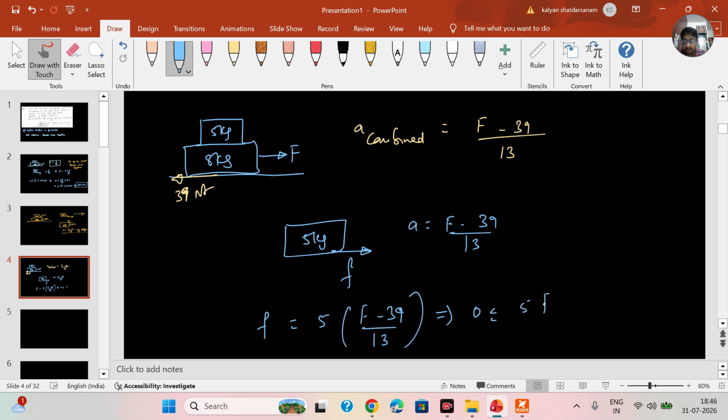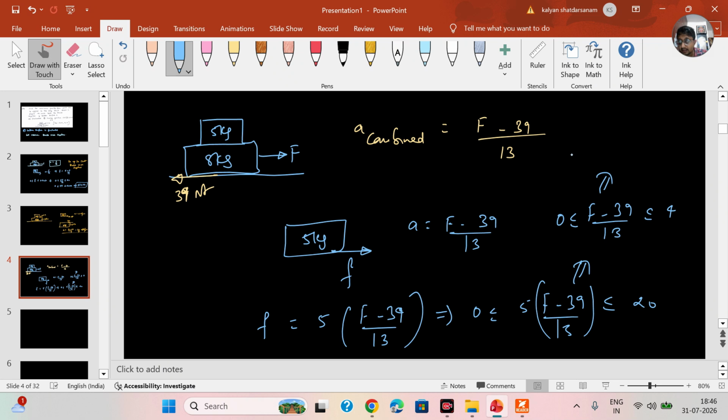So 0 less than 5 into F minus 39 by 13 less than mu here is 0.4 and n is 50. So it is 20. So from here I get 0 less than F minus 39 by 13 less than or equal to 4. I divided with 5. From here I get 0 less than F minus 39 less than or equal to 52. From here I get 39 less than F less than 52. So from 39 to 52 they move together.